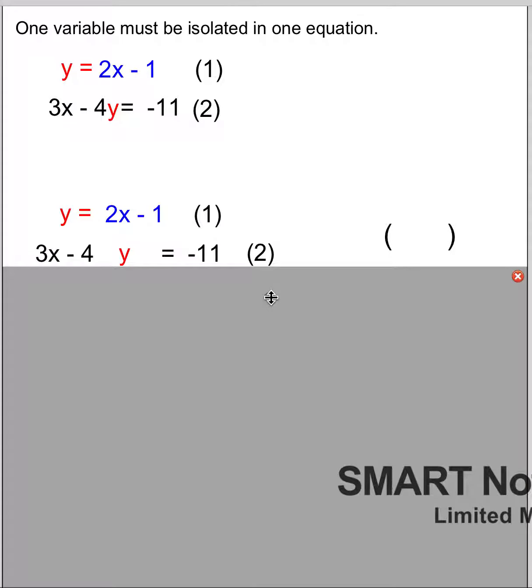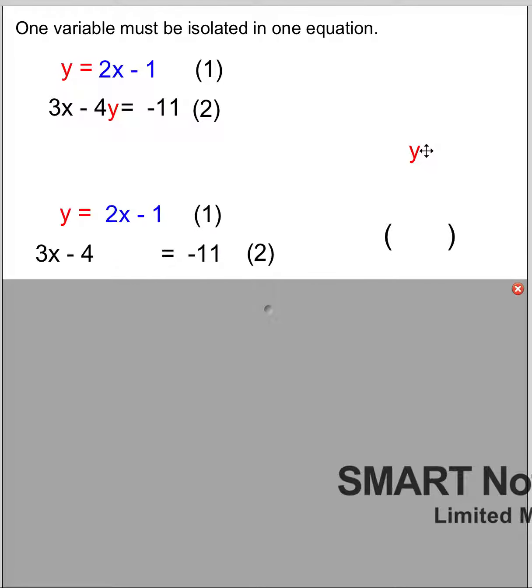Here I've written the same two equations out again, but this time we're going to substitute 2x minus 1 in place of y in the second equation, because 2x minus 1 is the same as y, it equals y as we're told here. So here's what our substitution looks like. I'm going to replace that y. Replace is just another word for substitute. So we're going to replace it with its equivalent value, which is 2x minus 1.